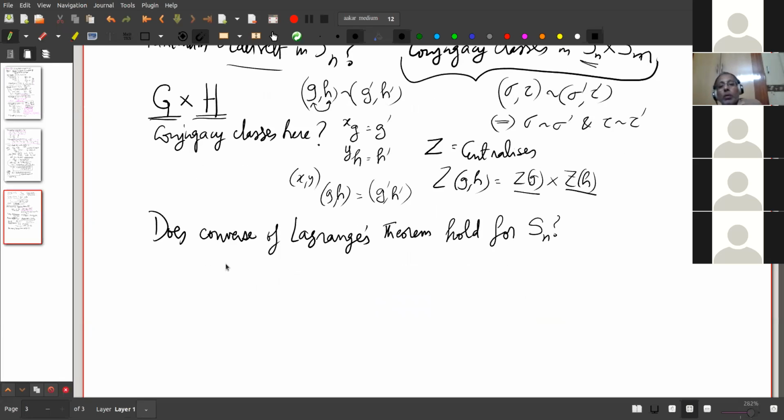In A4, it does not exist as a group of order 6. That is A4. The converse of Lagrange's theorem does not hold in general, that we know. As you say, in A4 it does not have a subgroup of order 6. Right, A4 is of order 12, but it does not have a subgroup of order 6.